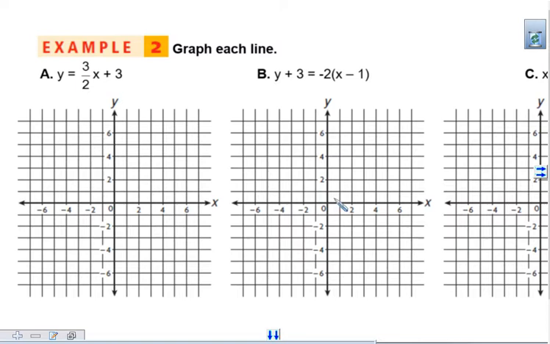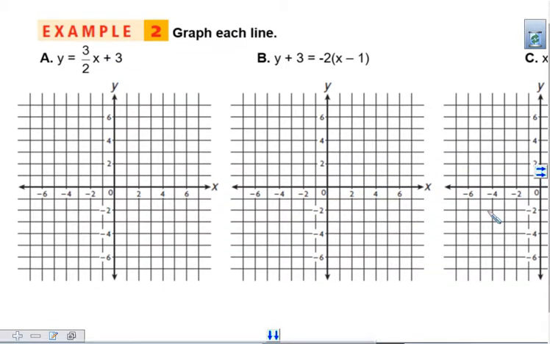Okay, then we are going to graph our lines. I need you to make sure that you know what your slope is and what point is given to you. On this first one, we know that our slope is 3/2, and we know our point because it's in slope-intercept form. Our point is (0, 3) because this 3 is our y-intercept. So we're going to start by graphing that point at (0, 3).